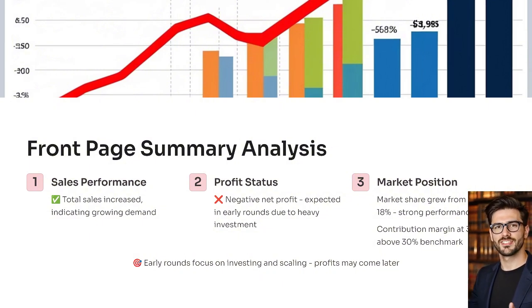Next, check for emergency loans. Fortunately, no teams received one. That's a great sign of healthy cash management. Also check market share. We started with 16% and increased to 18%. That's strong performance. Contribution margin: ours was 31.6%, which is above the target benchmark of 30%. Excellent result. Tip: early rounds are about investing and scaling. You may not see profits yet, but lay a solid foundation.